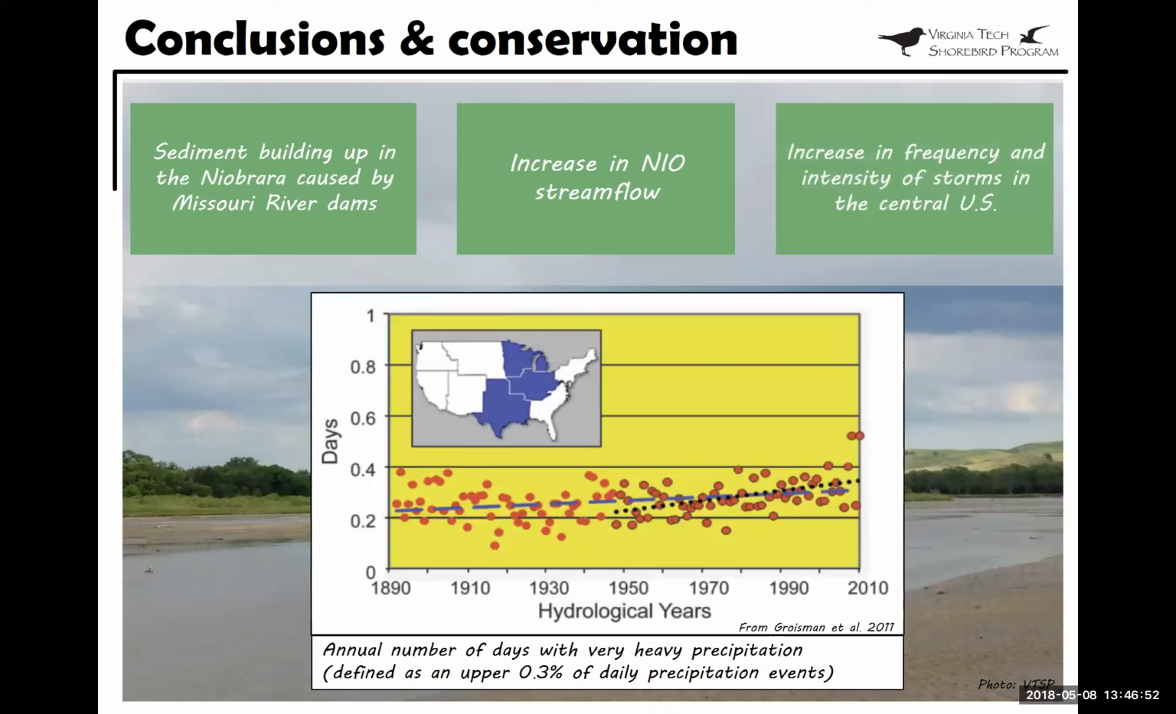Lastly, there's also a trend towards an increase in the frequency and intensity of storms in the central US, which can increase the frequency and magnitude of flash flooding that occurs. So these long-term trends towards lower elevation bars and increased river flow and storminess can continue to contribute to flood-related mortality of Niobrara piping plovers.